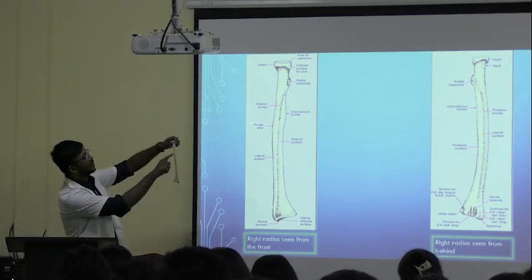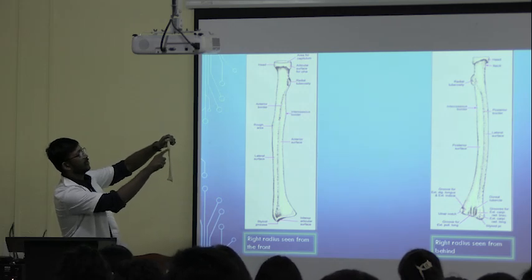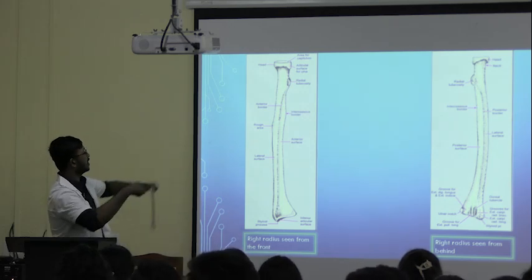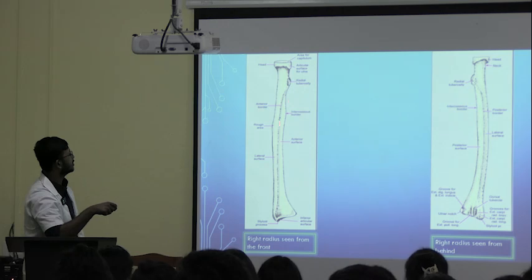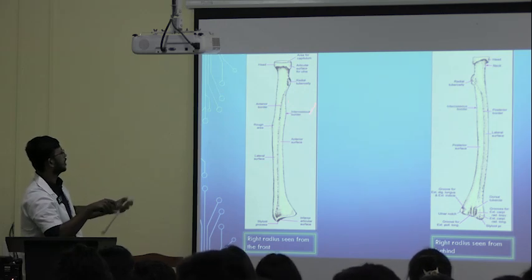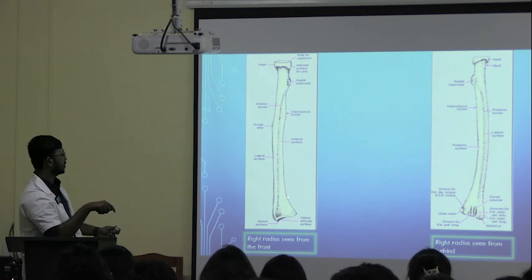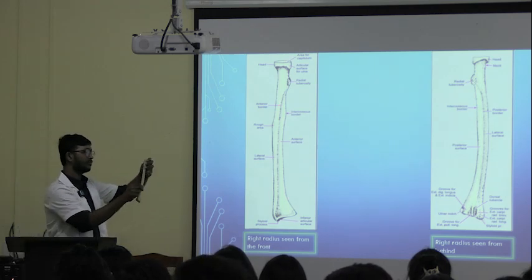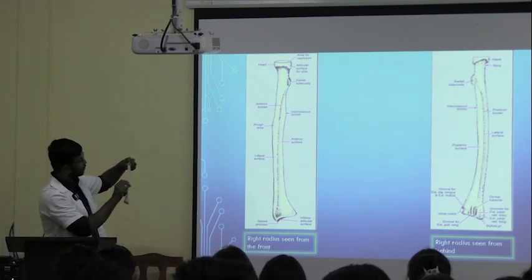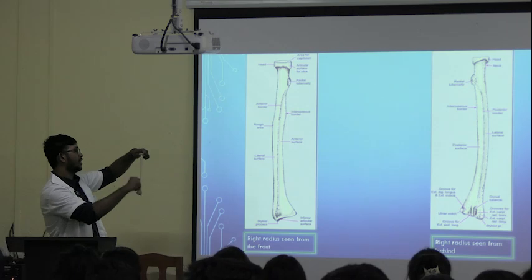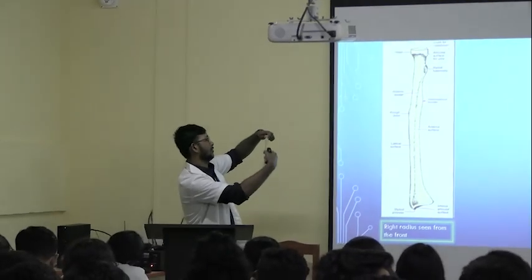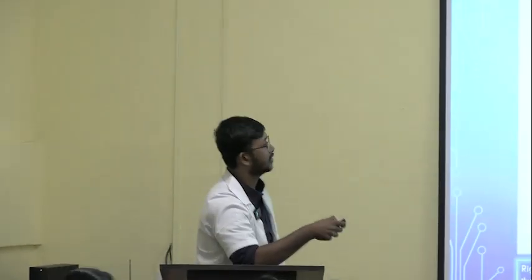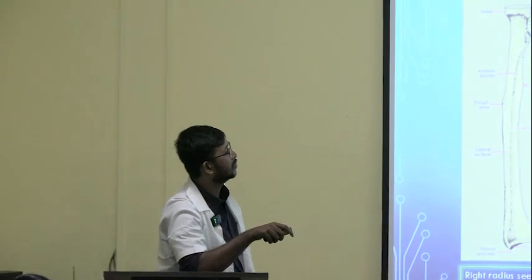And this is the anterior border. This one is the anterior border. This is the sharp interosseous border. And this is the posterior border, this part. So we have the anterior border, the interosseous border, and the posterior border.